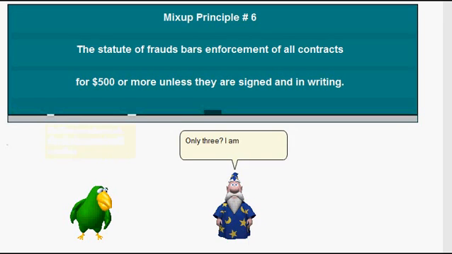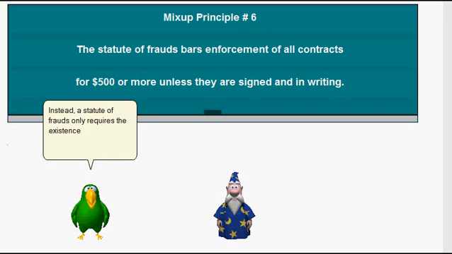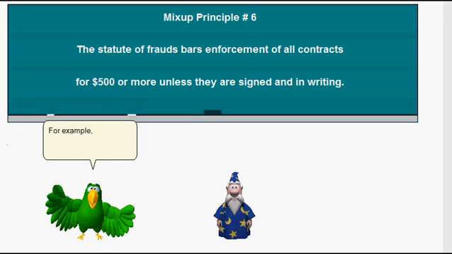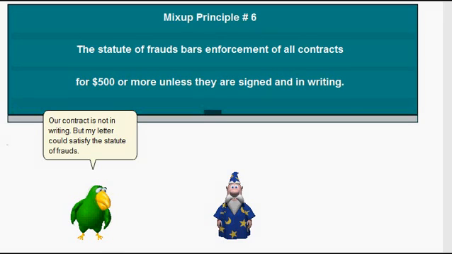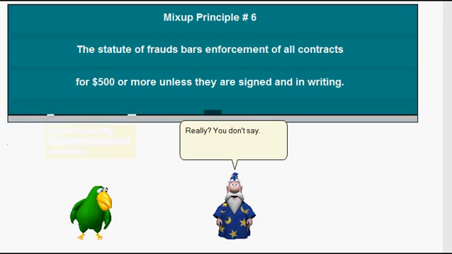Only three? I am surprised. But go ahead. First, a statute of frauds does not require contracts to be in writing. Instead, a statute of frauds only requires the existence of some writing indicating that a contract was made. For example, suppose we make an oral contract today. Tomorrow, I write you a letter in which I refer to our contract. Our contract is not in writing, but my letter could satisfy the statute of frauds. My letter is a writing indicating that a contract was made.